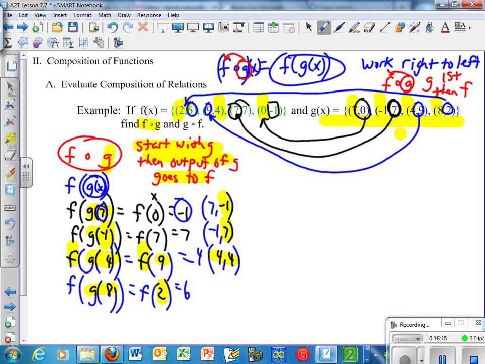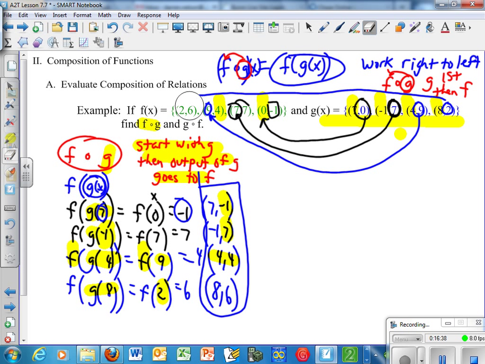So if we think of that as an ordered pair, 8 went into g, and then we took that output into f, and it came up with 6. So these would be the ordered pairs in f of g. And you probably should write them in set braces like a relation, but that would be the ordered pairs. Now we're going to go the other way.